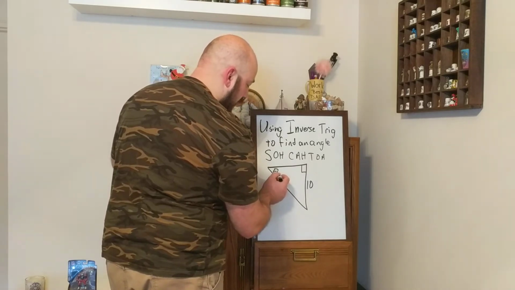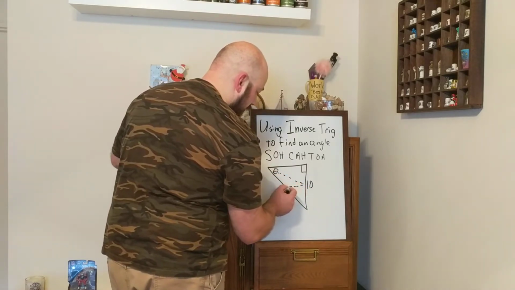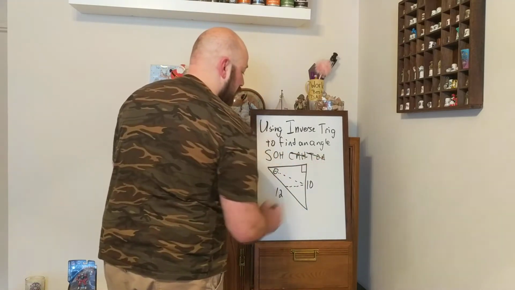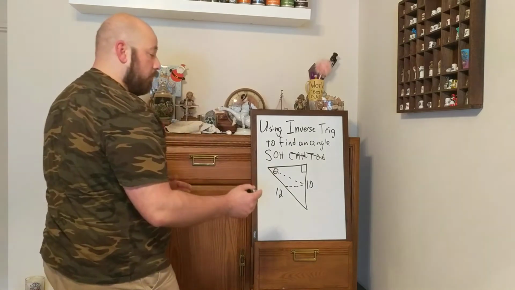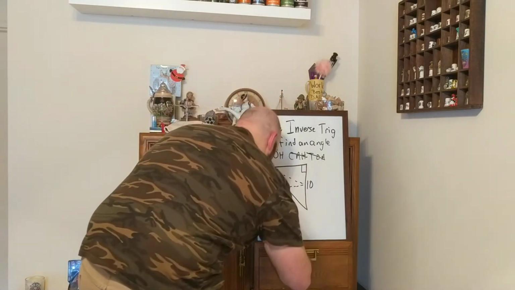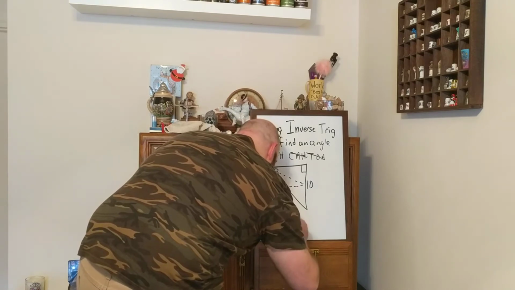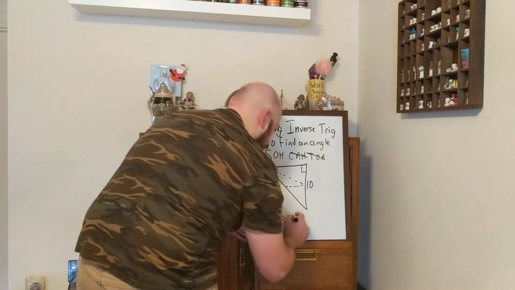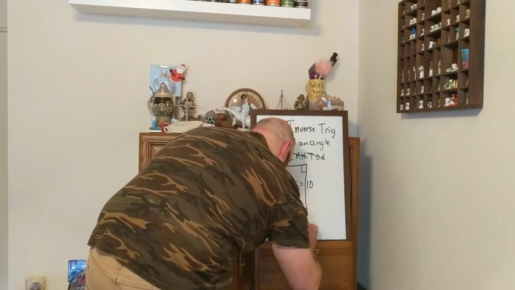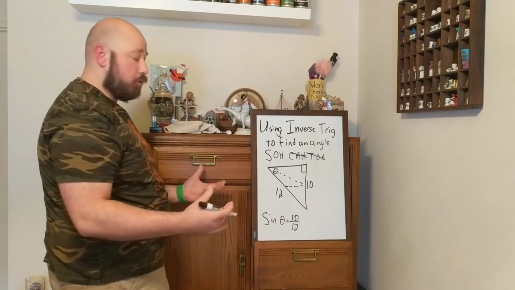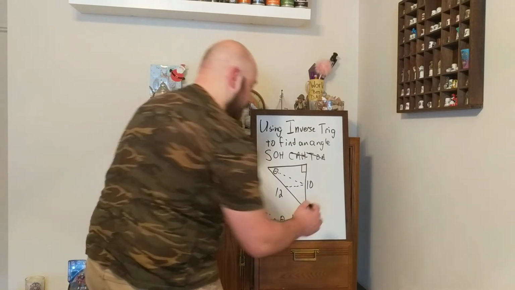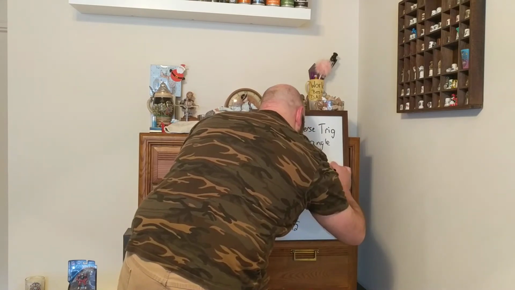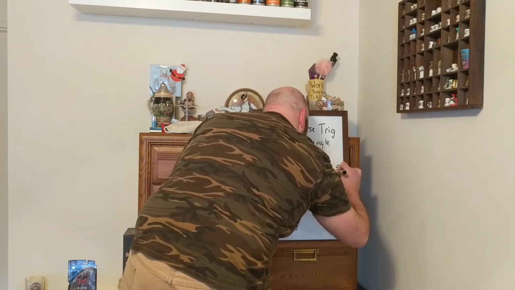From theta, I have the opposite and I have the hypotenuse, which means I do not have the adjacent, which eliminates cosine and tangent. So it's going to leave me with sine. So I'm going to have sine of theta equals the ratio 10/12, which can be simplified to 5/6. So we have sine of theta equals 5/6.